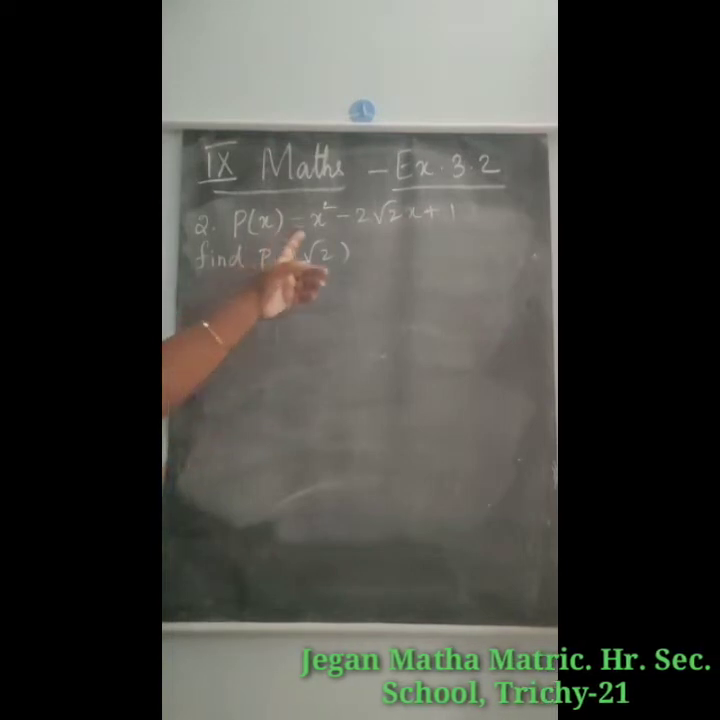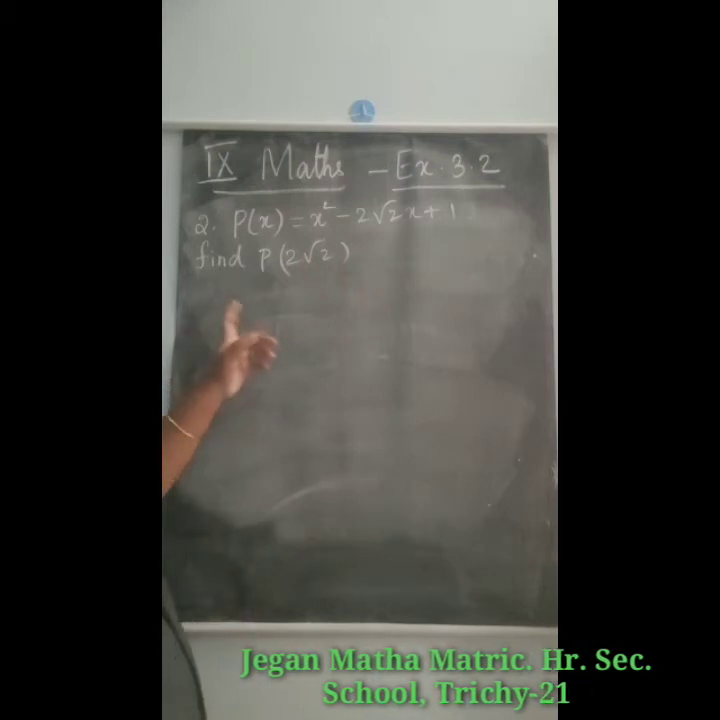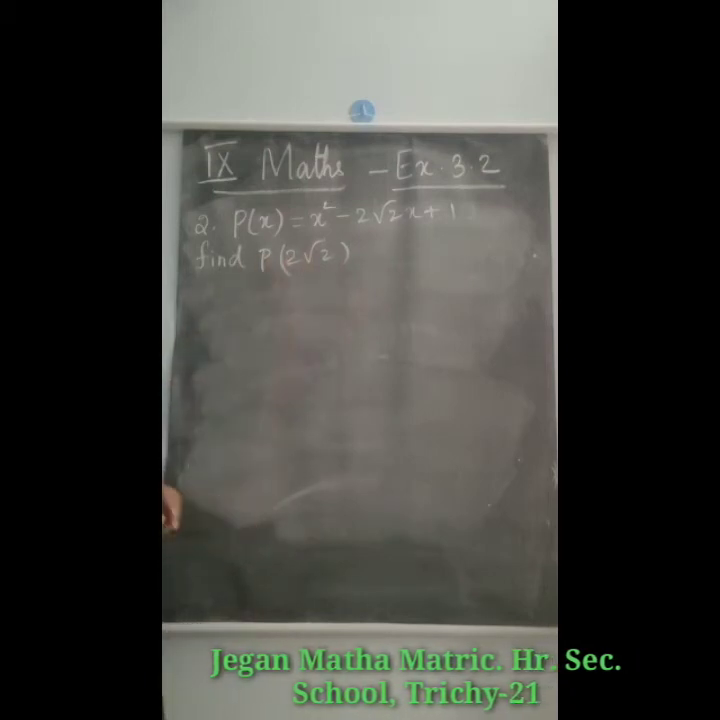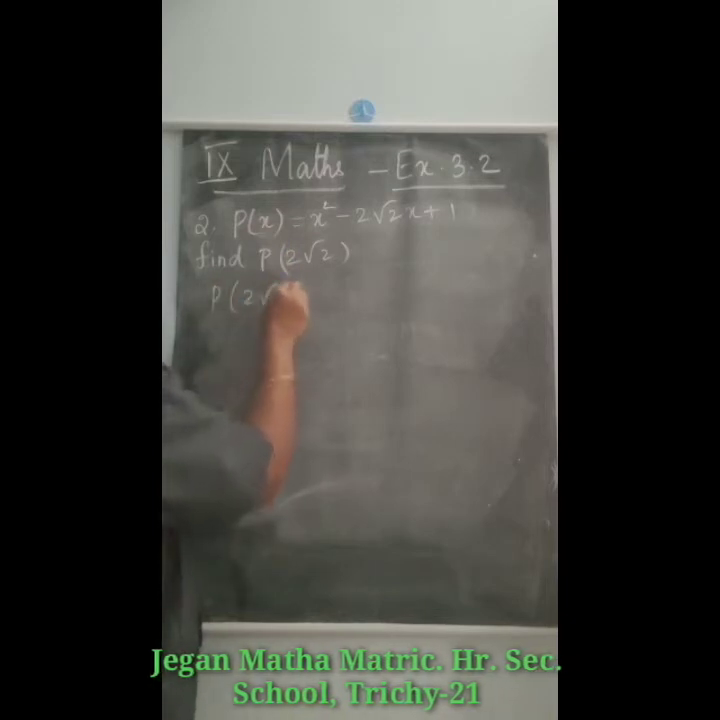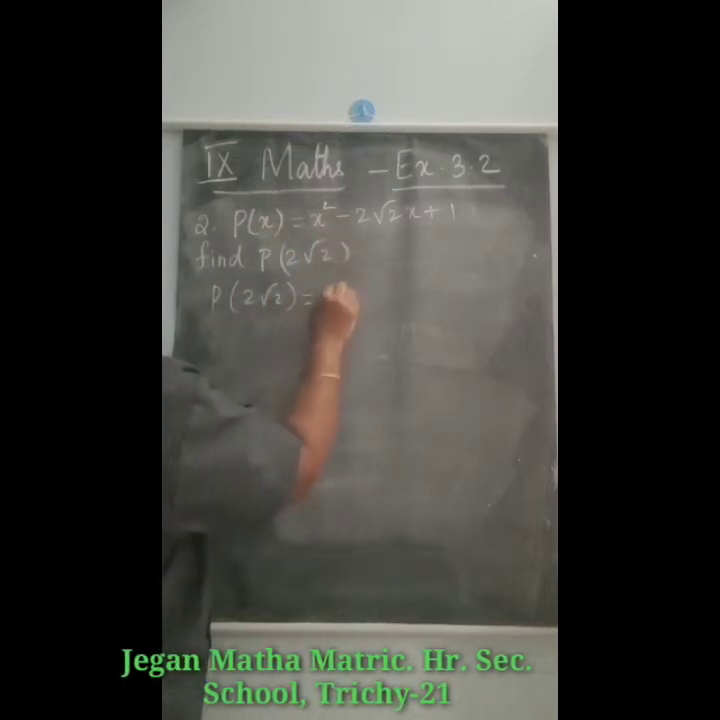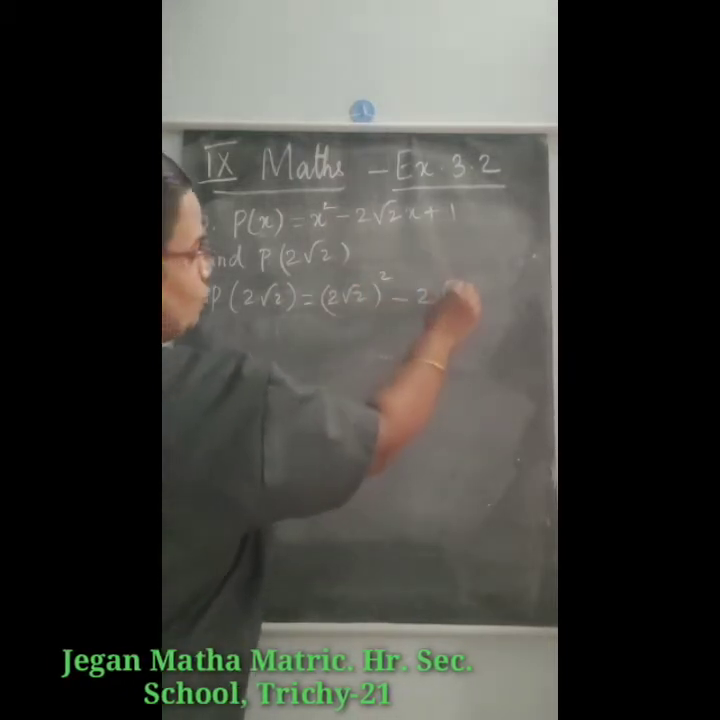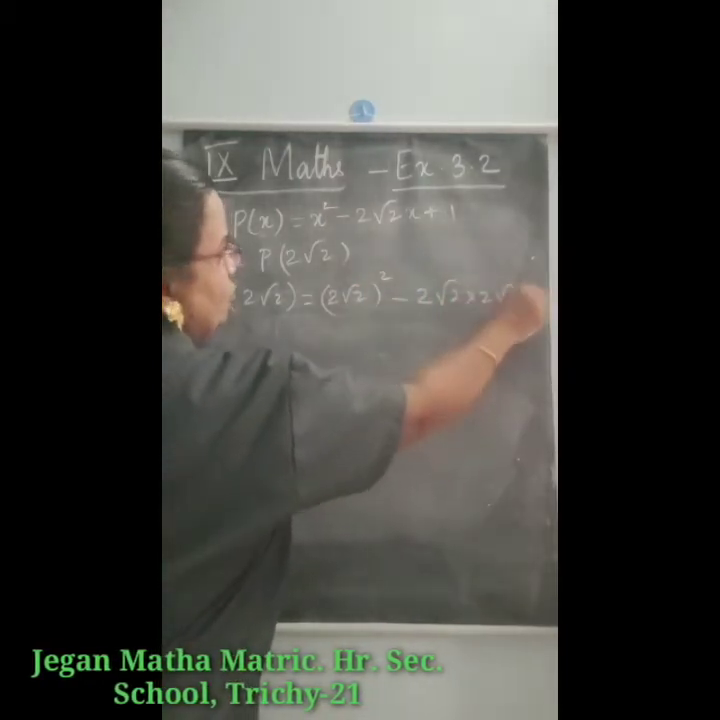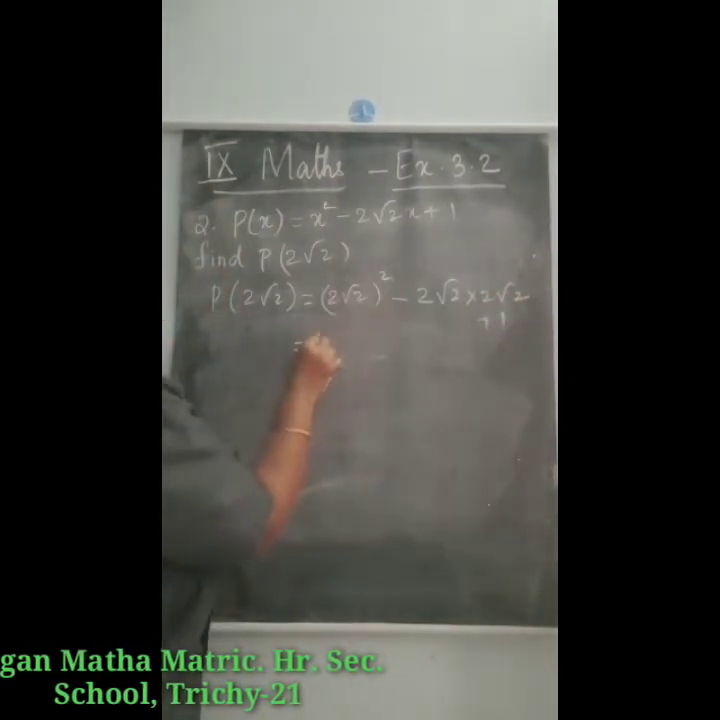P of x is equal to x squared minus 2 root 2 x plus 1. Find P of 2 root 2. So instead of x you have to substitute: P of 2 root 2 is equal to 2 root 2 the whole squared minus 2 root 2 into 2 root 2 plus 1. So that is equal to 2 squared, 4.